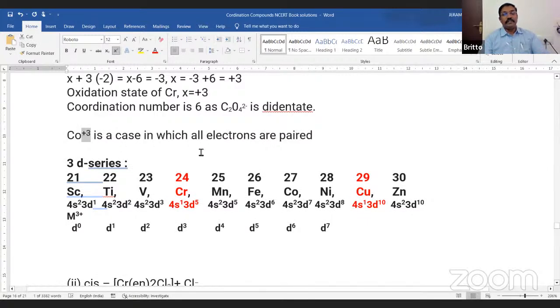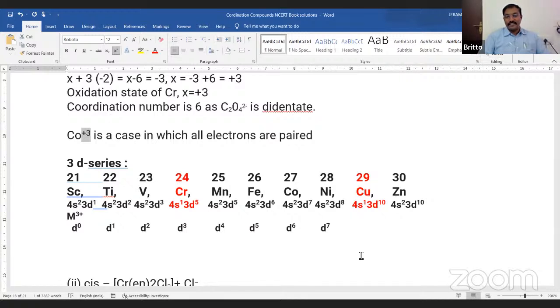Here they have asked how many d electrons are there in cobalt 3 plus. When I say cobalt, immediately you should think 27. That is the cobalt atomic number. So the configuration is 4s2, 3d7, and then 3 plus means remove 3 electrons, so 9 minus 3 is 6.